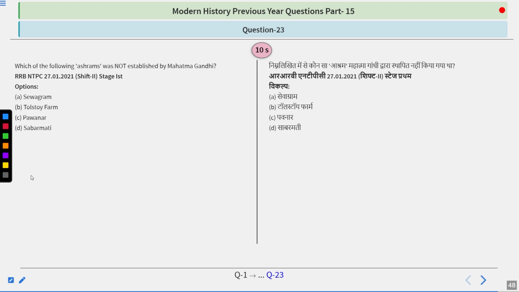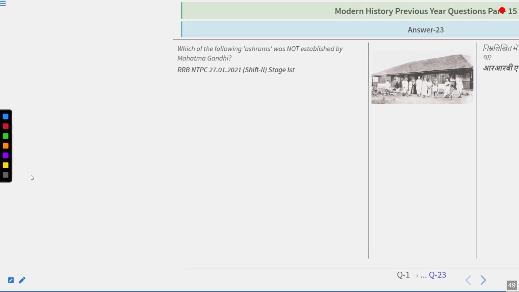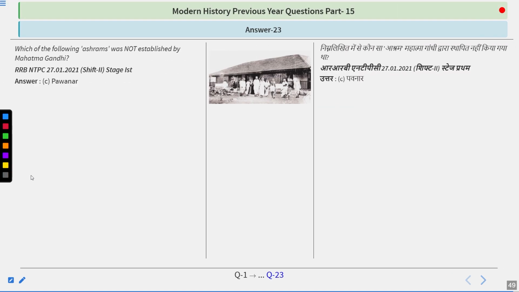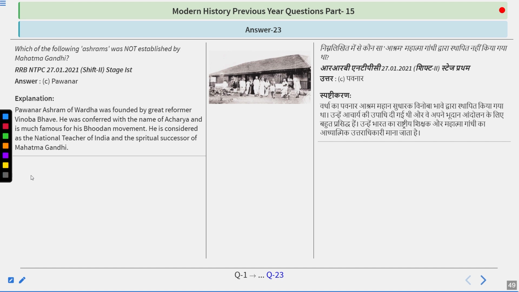Which of the following ashrams was not established by Mahatma Gandhi? Sevagram Ashram, Tolstoy Farm, Pavnar, or Sabarmati? Very simple question. Think about it. And I guess the answer you are thinking is right, because the answer is Pavnar. Pavnar Ashram of Wardha was founded by a great reformer, Vinoba Bhave.